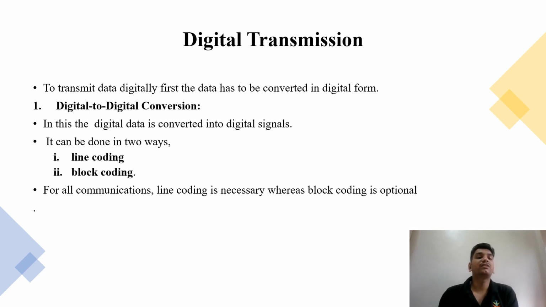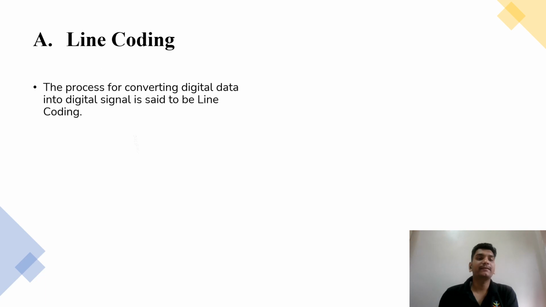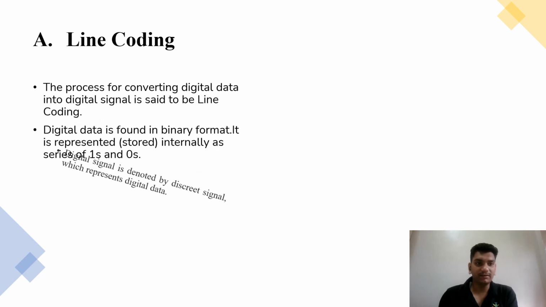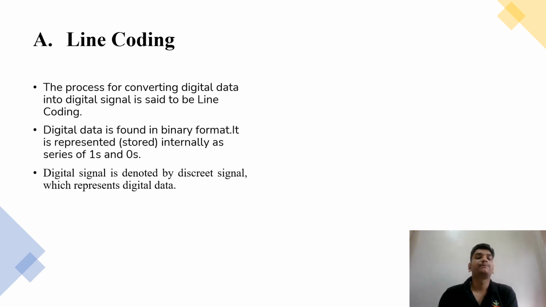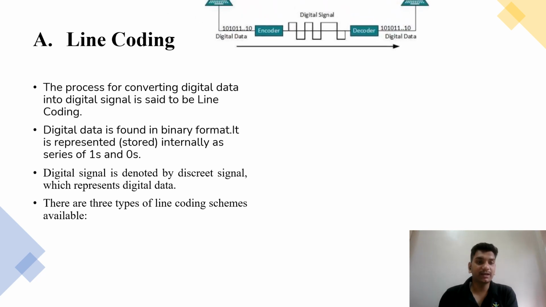In digital to digital conversion, digital data is converted into a digital signal and it can be done in two ways, line coding and block coding, from which line coding is always necessary and block coding is optional. Now we will see line coding. Basically, line coding is the process of converting digital data into signals, and digital data is found in binary format which is represented as a series of 1s and 0s. A digital signal is denoted by a discrete signal which represents digital data.